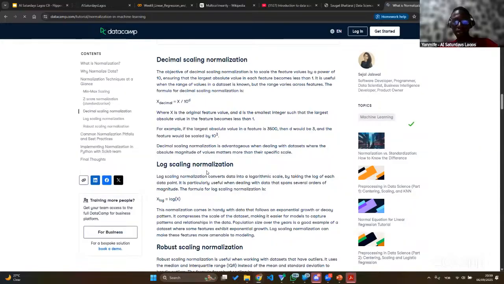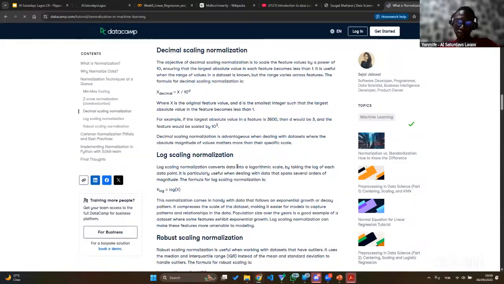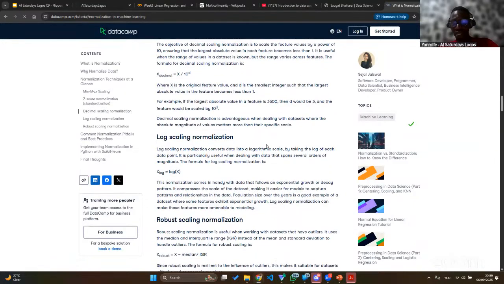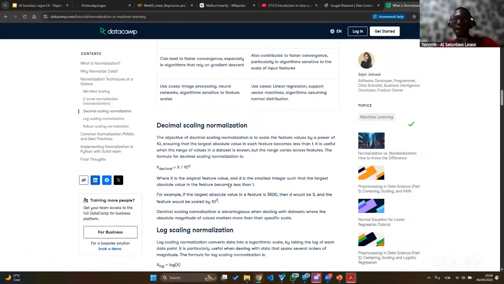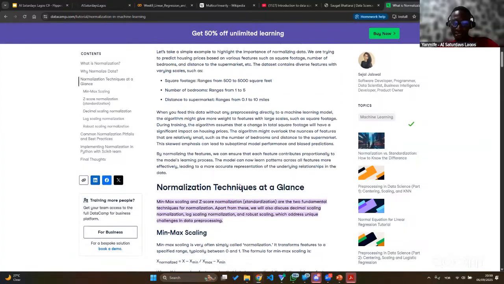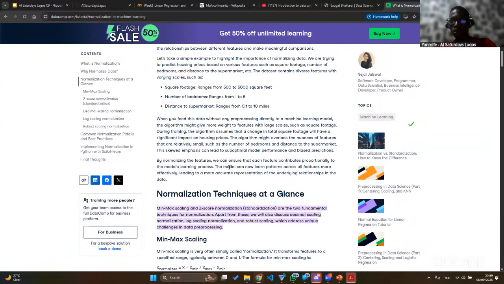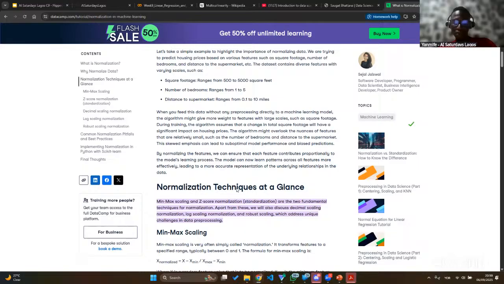So this log scaling normalization is what I'll be using. There's also robust scaling normalization. I'll need you to read this particular aspect. There is no one way to do everything. You need to understand your data set, and whatever your data set is telling you will determine the next step you're going to take.